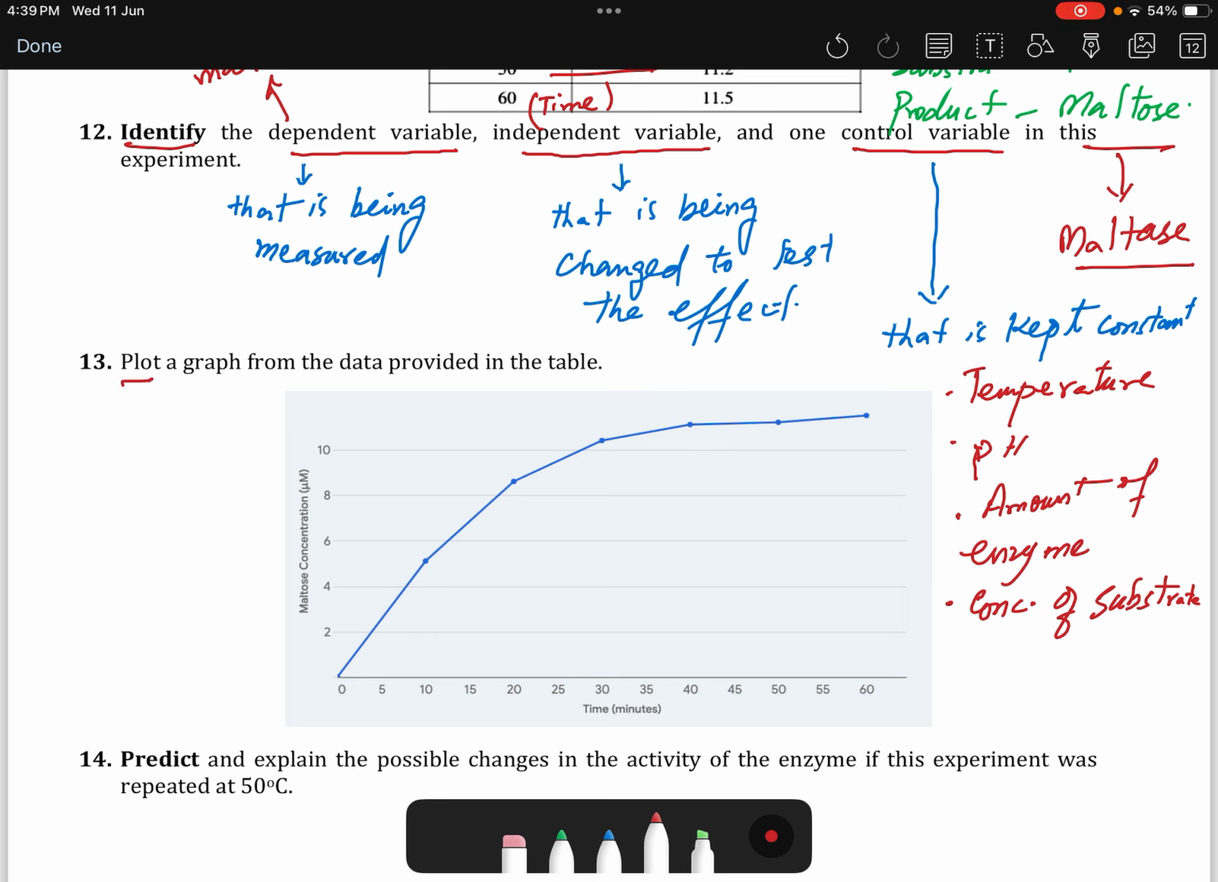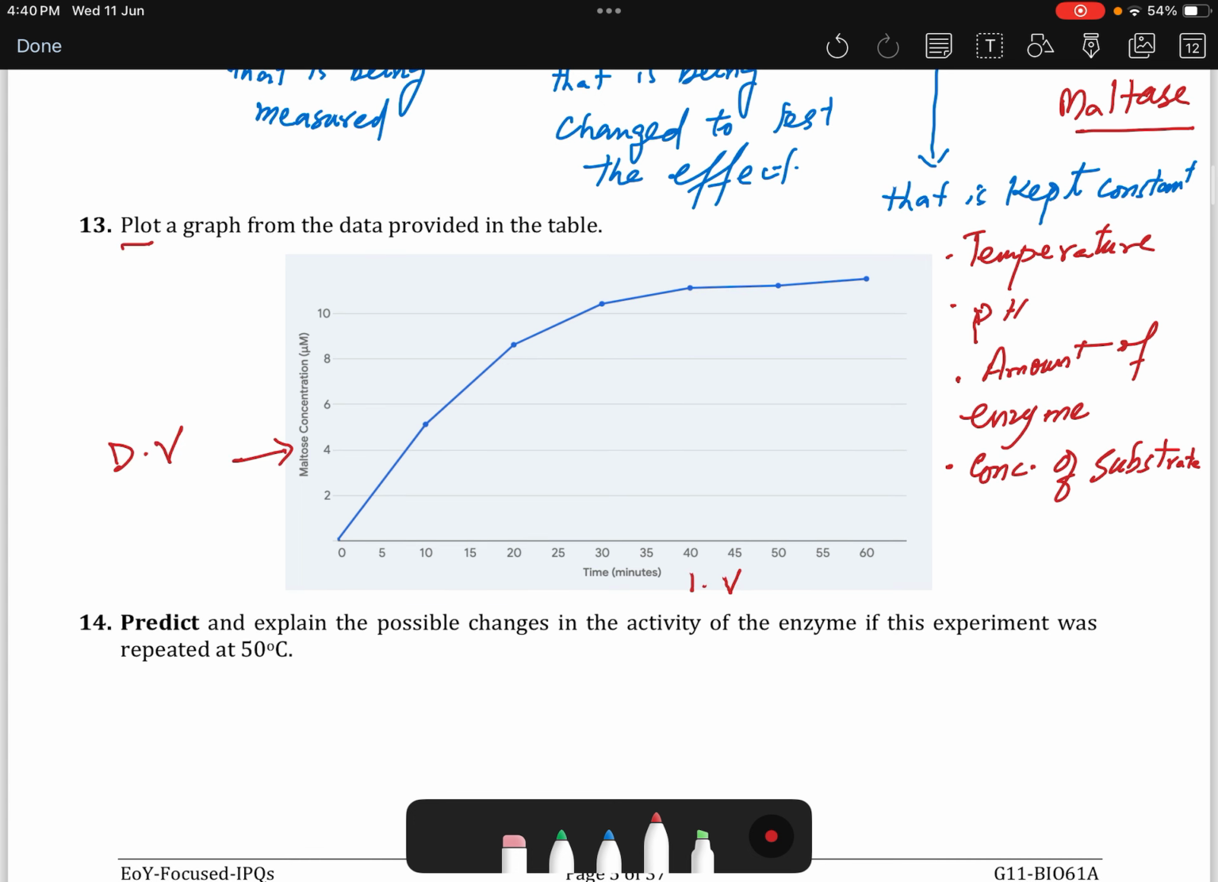Plot a graph from the data provided in the table. You need to plot a graph. You should know that on the x-axis it's always the independent variable, on the y-axis it's always the dependent variable. Plot it and then make a curve out of it.